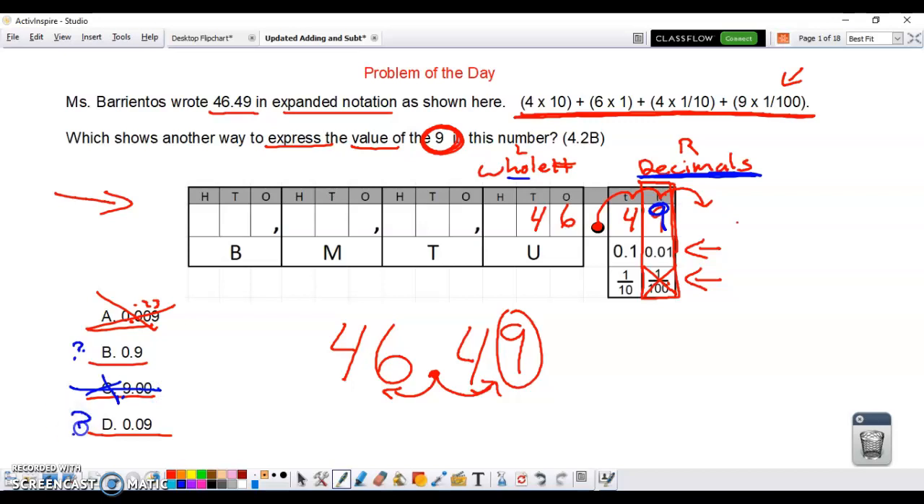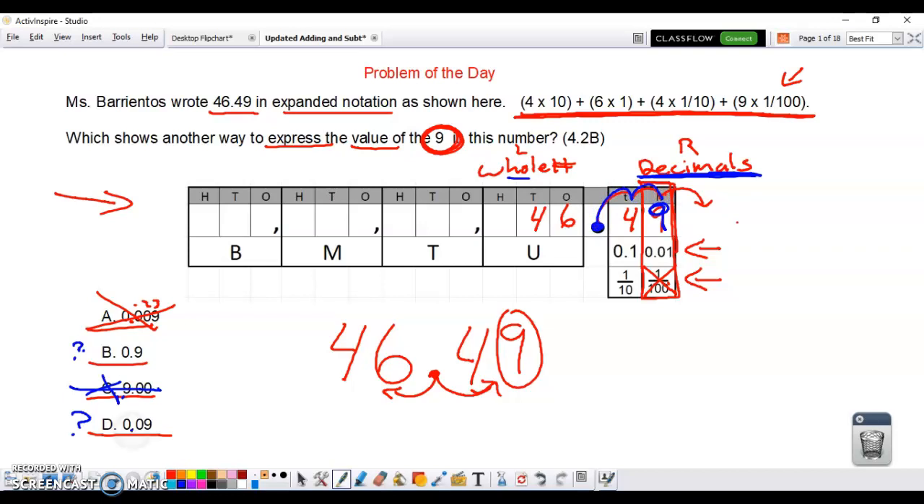D is still okay. Both D and B are in the decimals. Now I have to make a decision whether it's B or D. And again, going back to your decimal place value, there are 2 jumps, 2 spots to the right of the decimal.